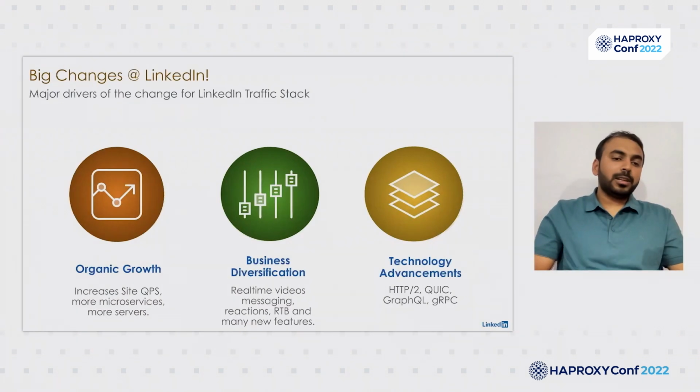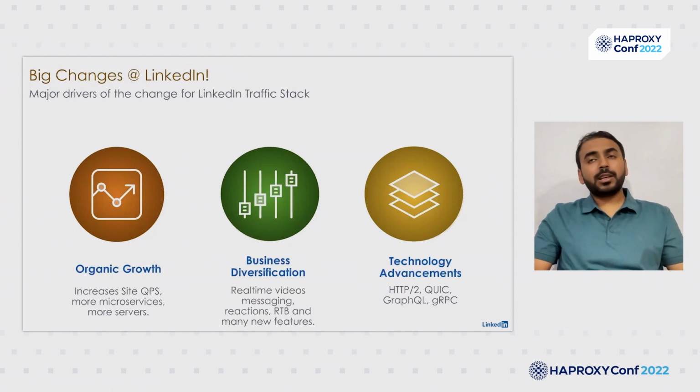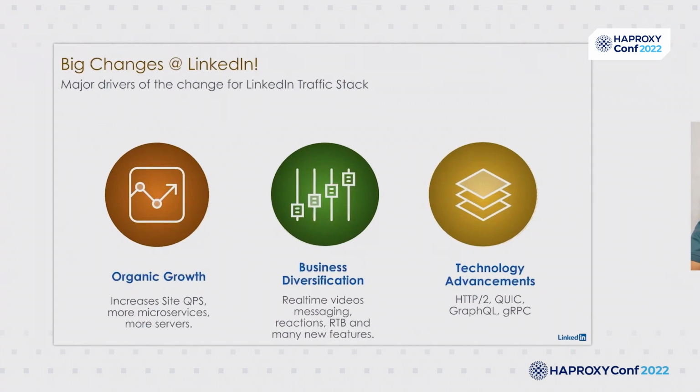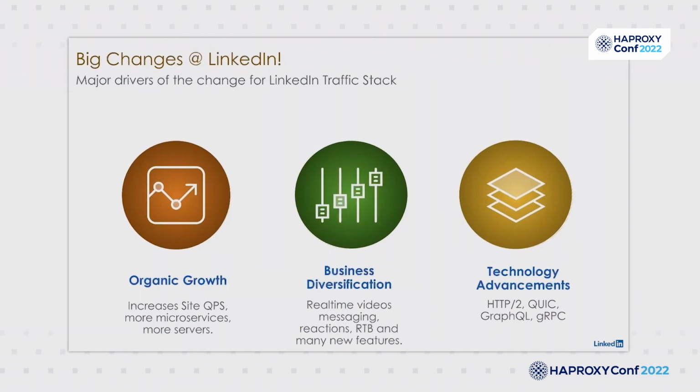The first one is, of course, the organic growth of LinkedIn itself. We are already doing millions of QPS, but our member base has been increasing very rapidly, which is leading to more QPS, which means we have to add more servers at some point, and that translates into more microservices behind this reverse proxy. Eventually the reverse proxy has to scale up and scale out according to the projected site QPS growth, and we have to keep up with the site QPS pace.